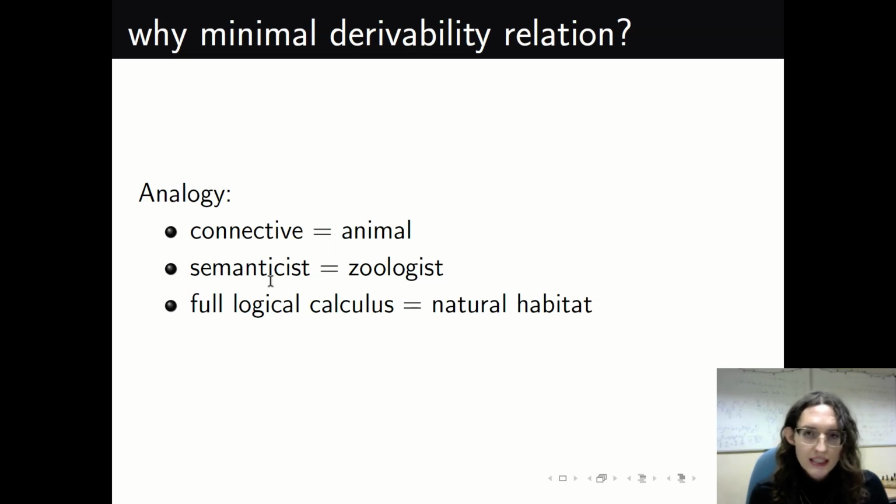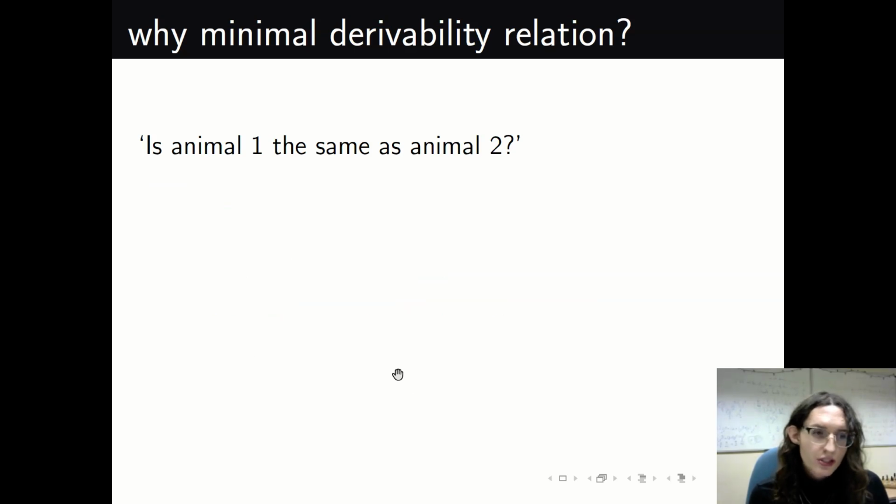Similarly here, as semanticists, we are sometimes also interested in the big picture. We're interested in how our connectives behave in the full logical calculus, which other connectives they interact with and in what fashion, how they interact with properties of the derivability relation of our full calculus, right? But sometimes zoologists are also interested in questions of this kind. Is animal 1 the same animal as animal 2, right? In this case, zoologists ask about the species of the connective.